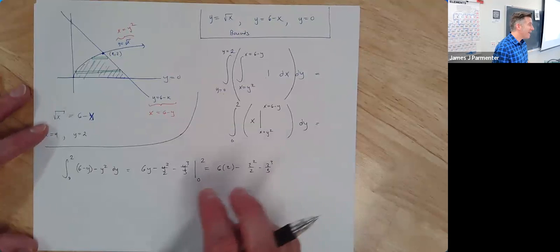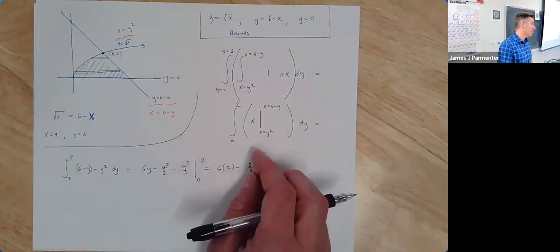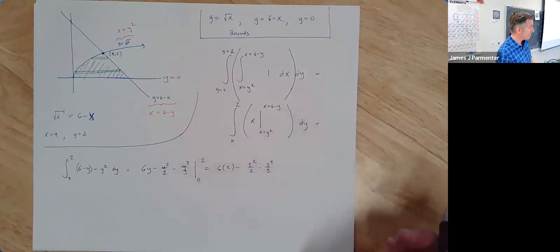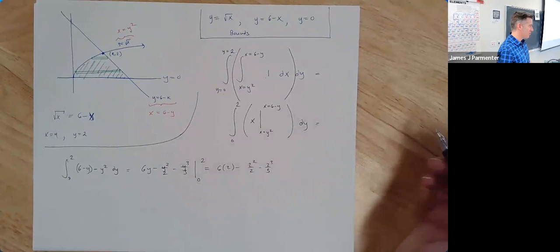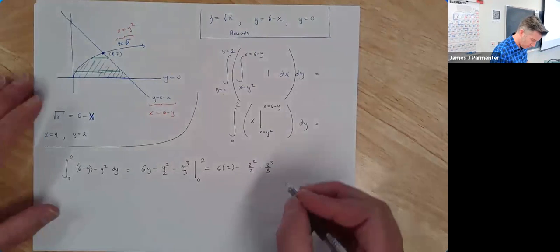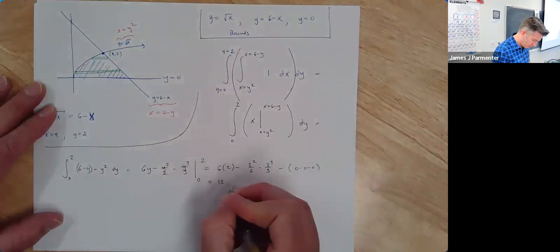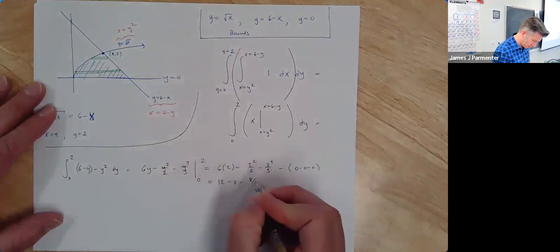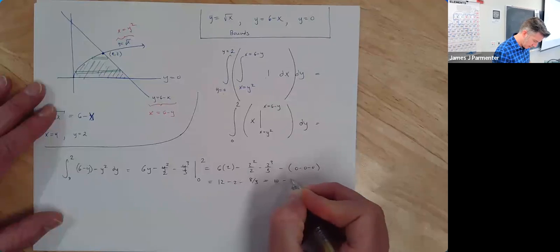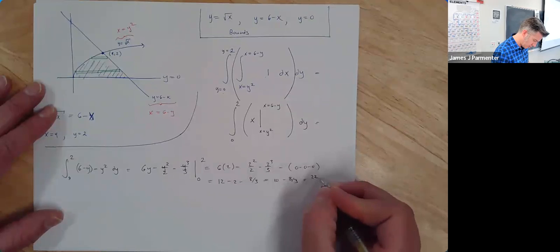Do check. Occasionally plugging in 0 doesn't get you all zeros. Like if there's a cosine of 0, that's equal to 1, or an e to the 0, that's also equal to 1. A lot of the times plugging in 0 gets you 0, but not always. So just be careful. And then this would be 12 minus 2 minus 8 thirds, which is 10 minus 8 thirds, which is 30 thirds minus 8 thirds, so 22 thirds.